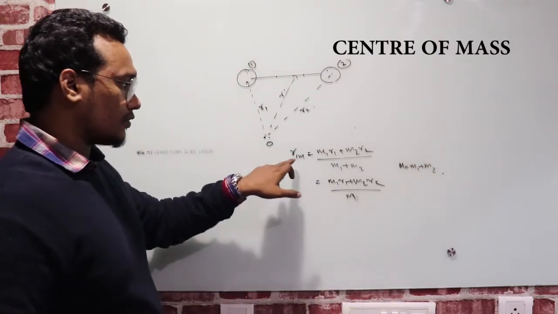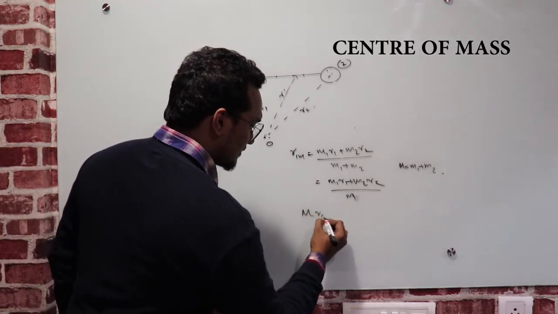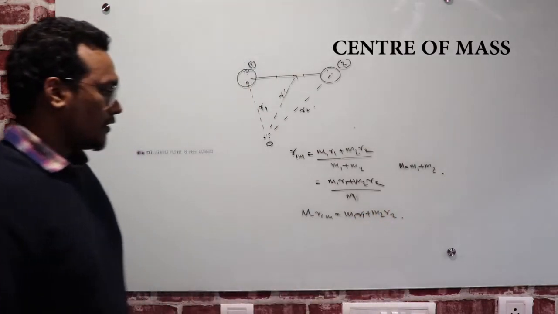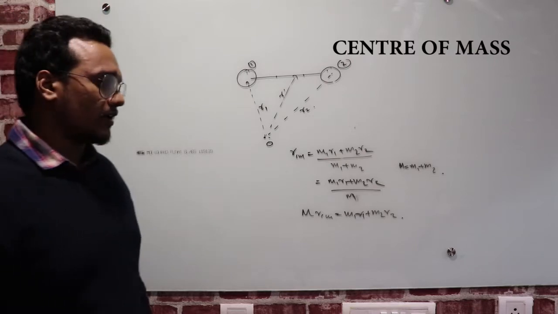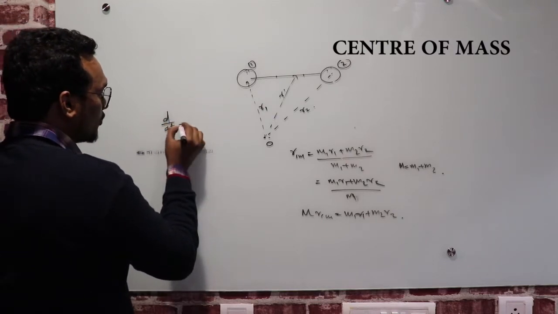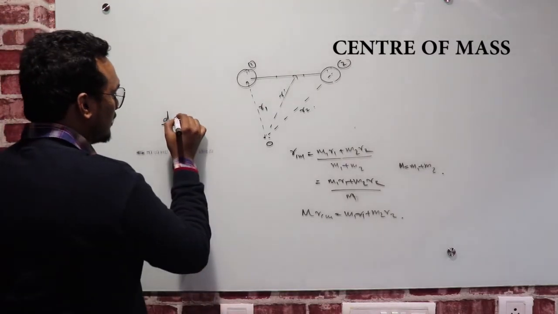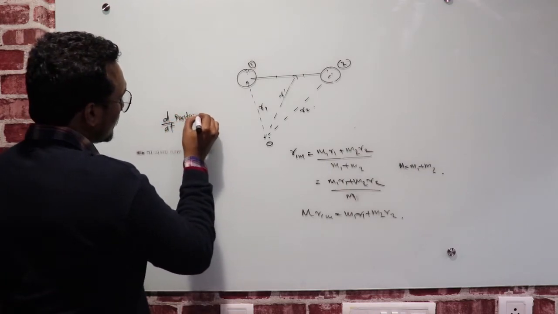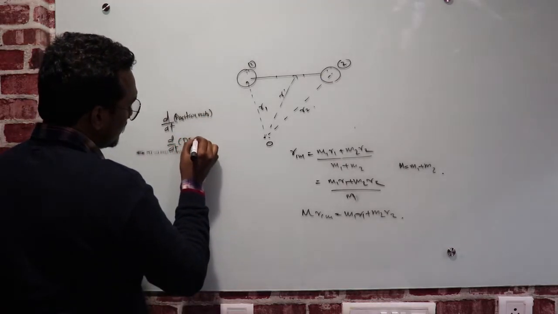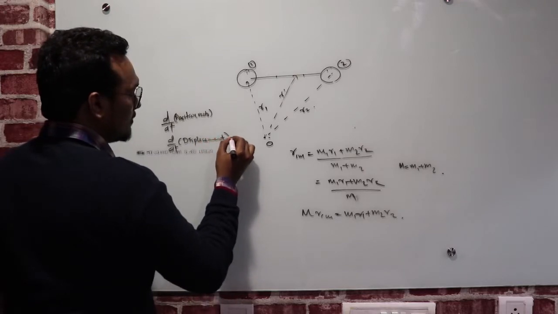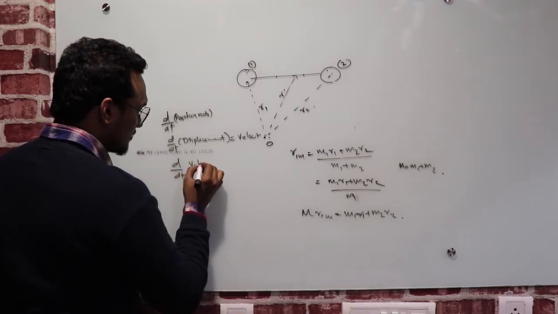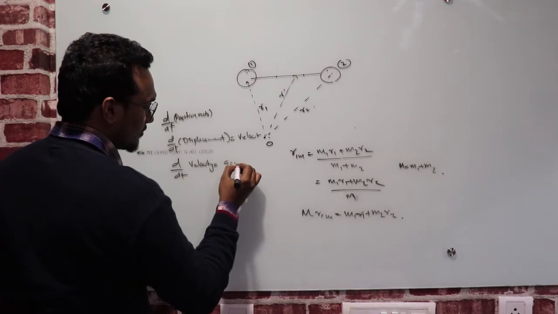Just multiply the capital M to this side. M into RCM is equal to m1 r1 plus m2 r2. Now see this, we already have learned an equation in the second chapter, that is d by dt of the differential of position vector, that is r or s. D by dt of position vector or d by dt of displacement is equal to velocity. Now d by dt of velocity is nothing but acceleration.